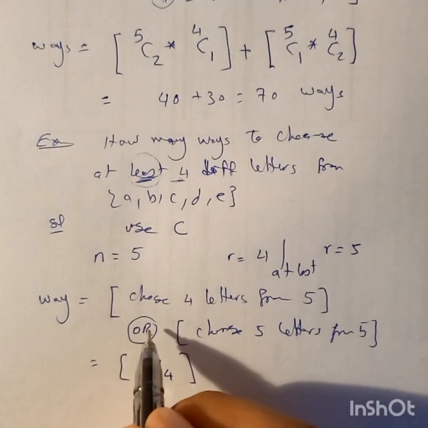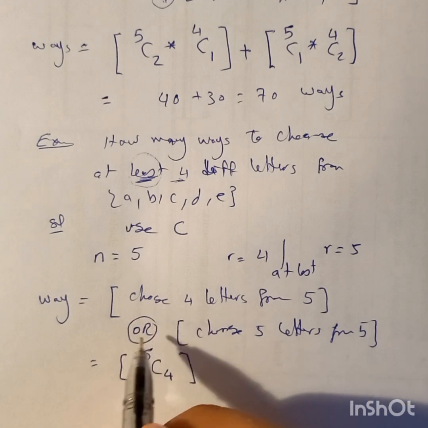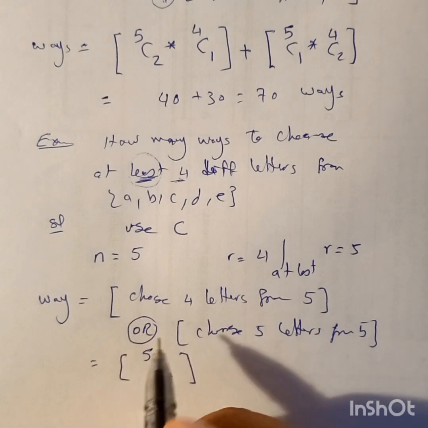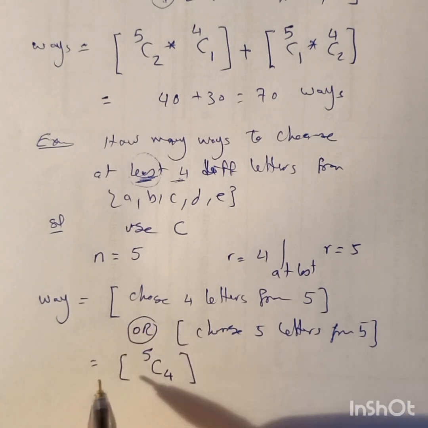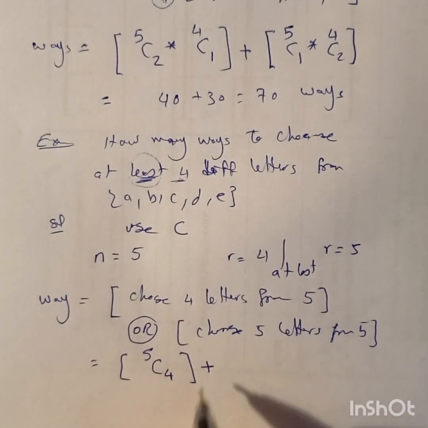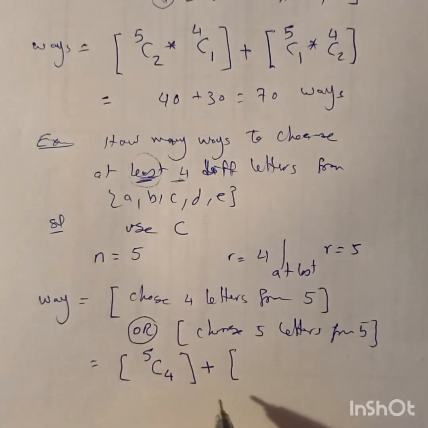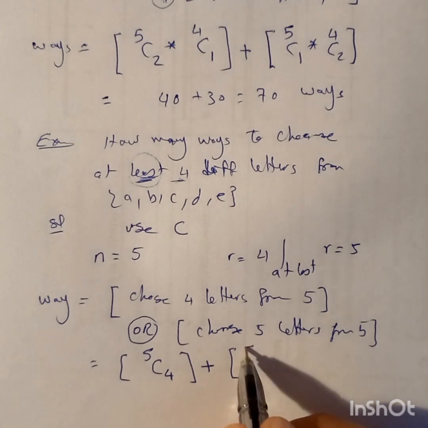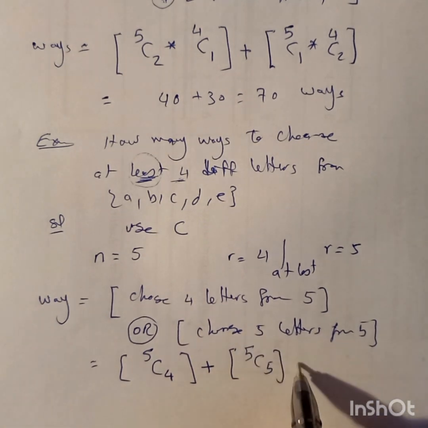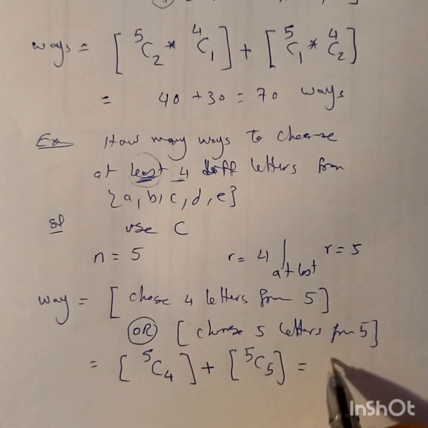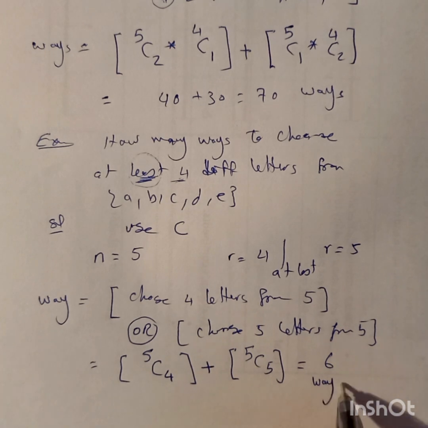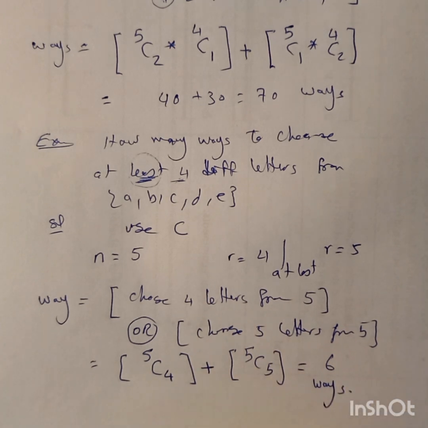And now we are going to use the addition rule of counting principle, as we have "or" here. Then "or" corresponds to plus. In the second bracket, we choose 5 from 5. Then we have 5C5. By using a calculator we find here 6 ways to choose at least 4 different letters from the given 5 letters.